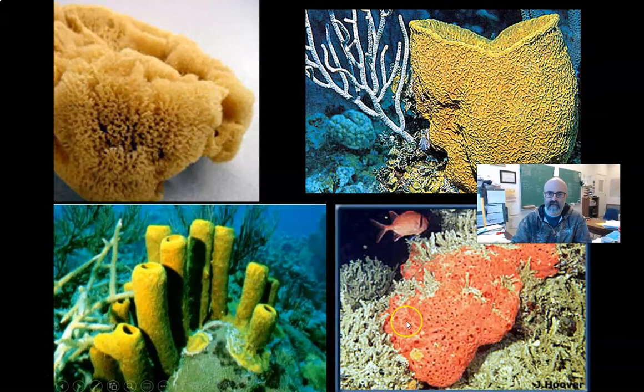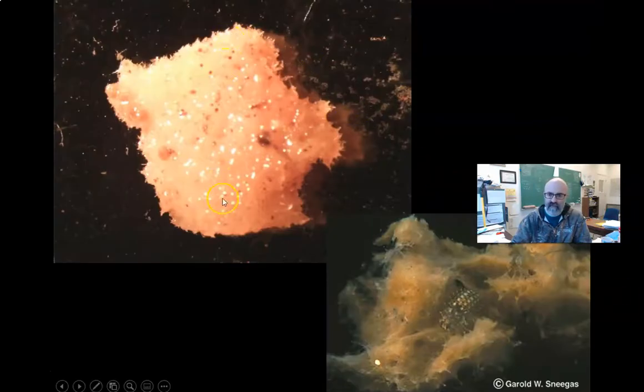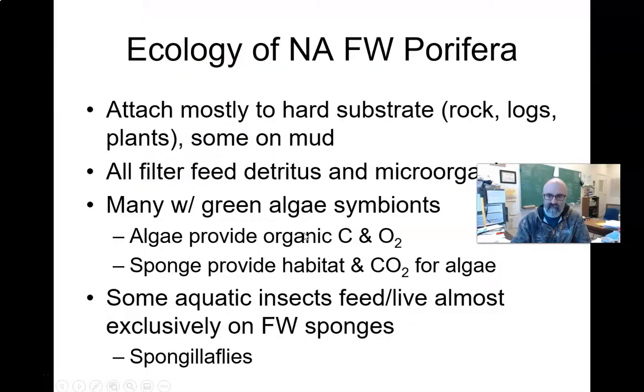Big sponges, little sponges. All right, 27 species of freshwater sponges. Here we see them. They even have their own commensal spongilla flies. The larvae of these flies only live in freshwater sponges. Right? I'd love to find one. I've never seen one. Attached to rocks, logs, plants. And they're filter feeders, of course.